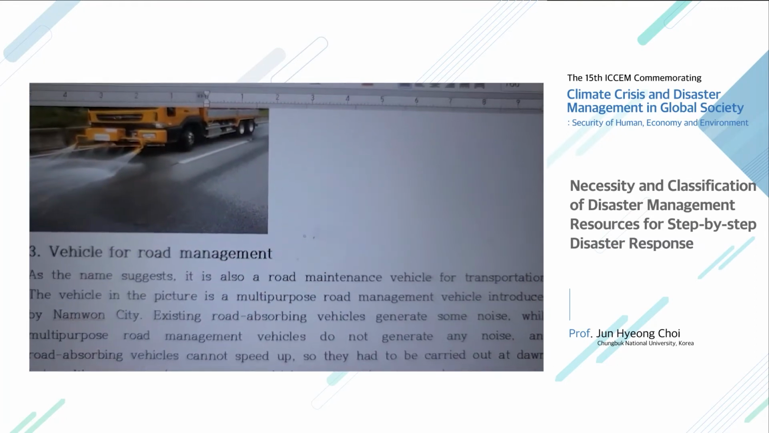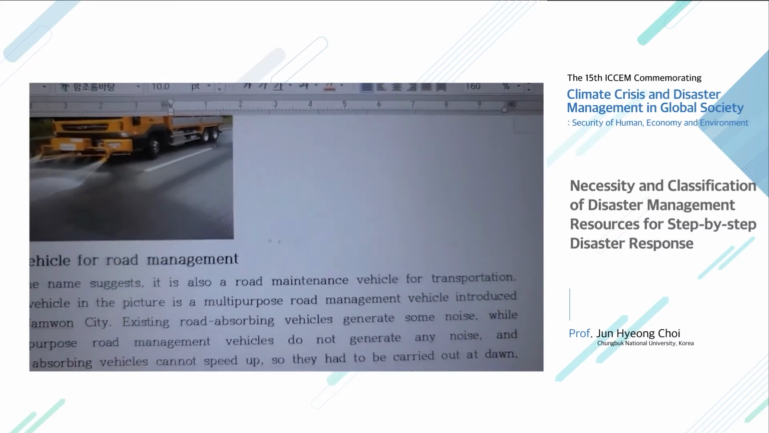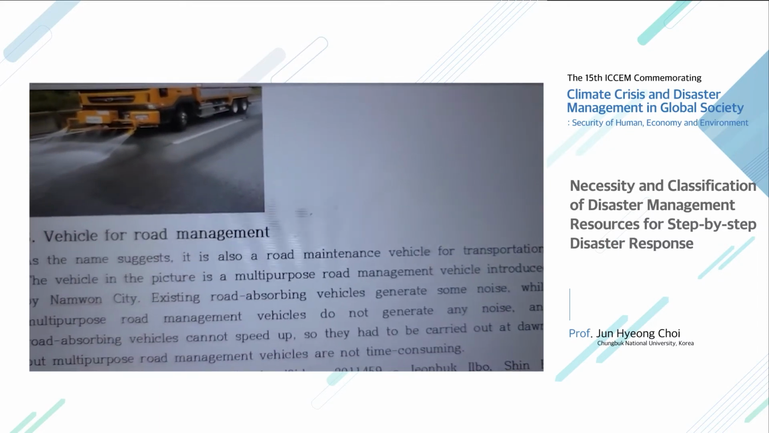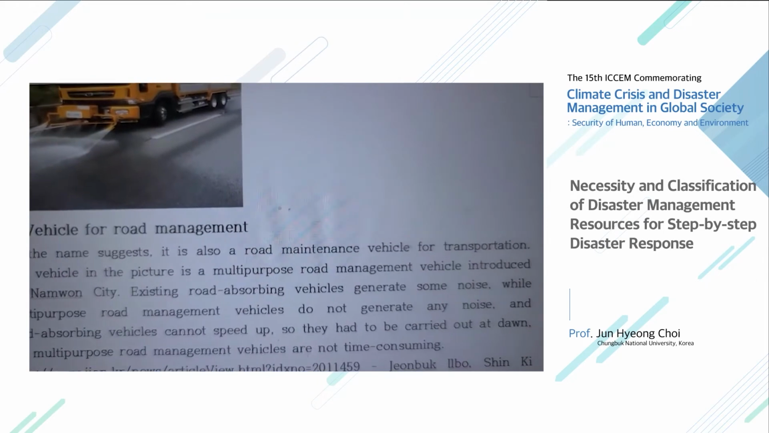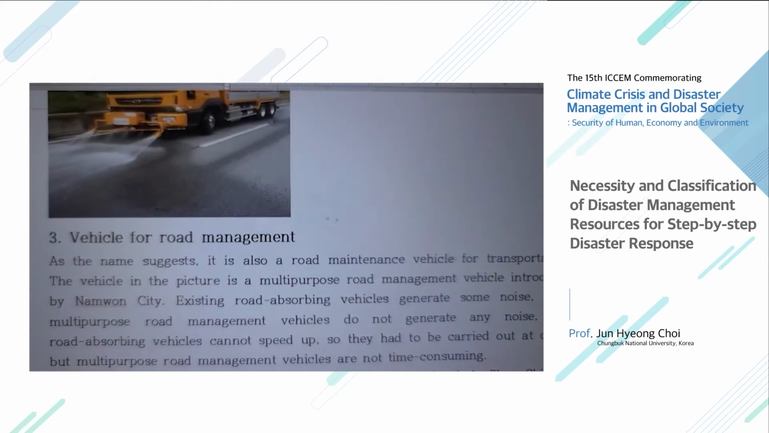And third is a vehicle for road management. As the name suggests, it is also a road maintenance vehicle for transportation. The vehicle in the picture is a multi-purpose road management vehicle introduced by Nowon City.